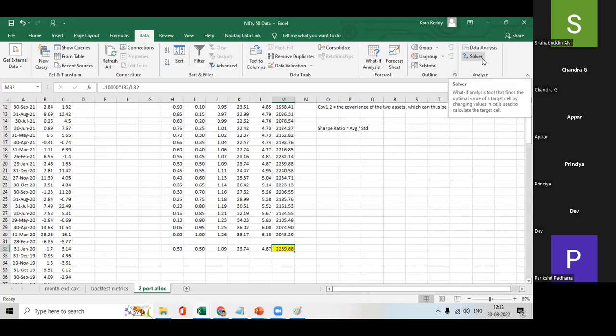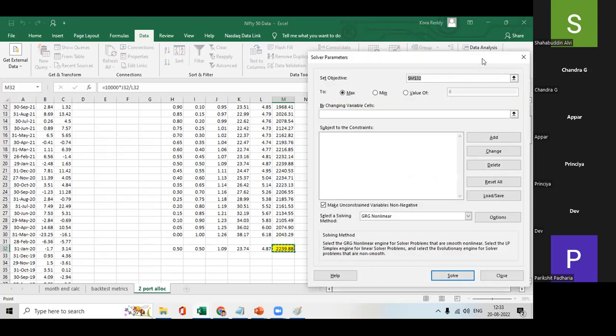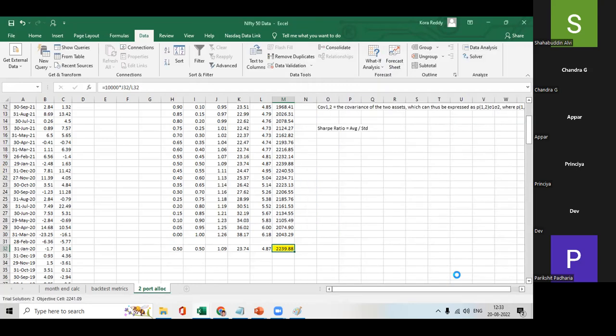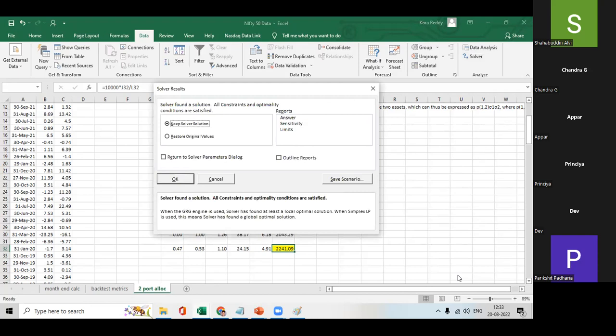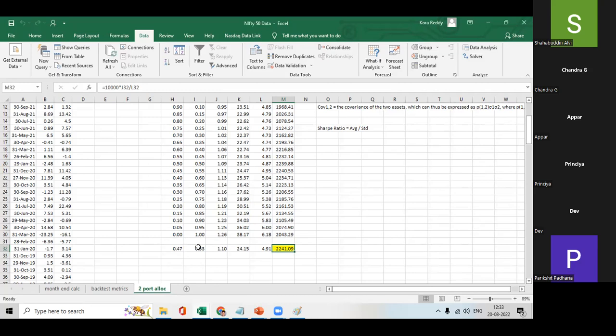What is solve? Solve what? This, which is Sharpe ratio, I want it to be maximum. How? By changing this number. If I change there, everything will change. Solve. So those numbers changed, 47 and 53. And the equation is 2241.